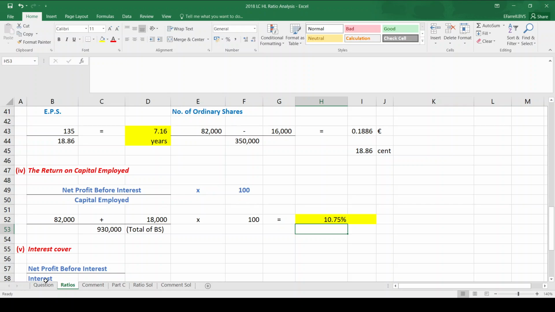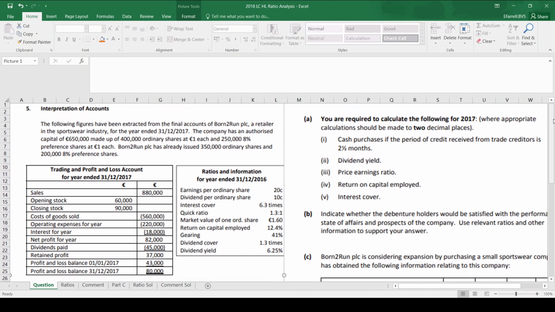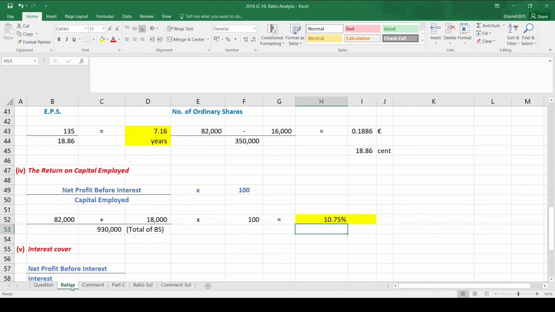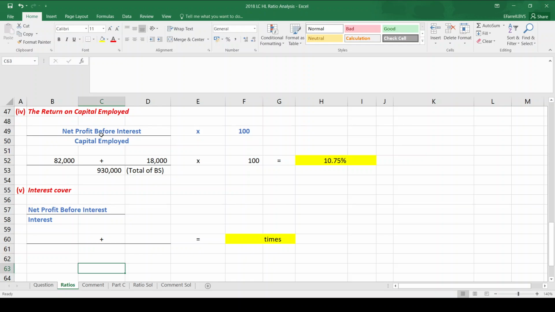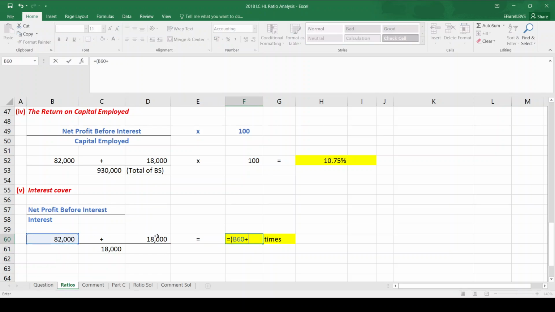And the last ratio we have to work out is interest cover, which again is an easy enough ratio. It's just net profit before interest over interest. So similar to the previous part here, the net profit after interest is 82,000. So before interest will be 82,000 plus the interest of 18, and again divide that by the interest of 18. So that's going to be 82 plus 18 divided by 18. And that works out to be 5.56 times.